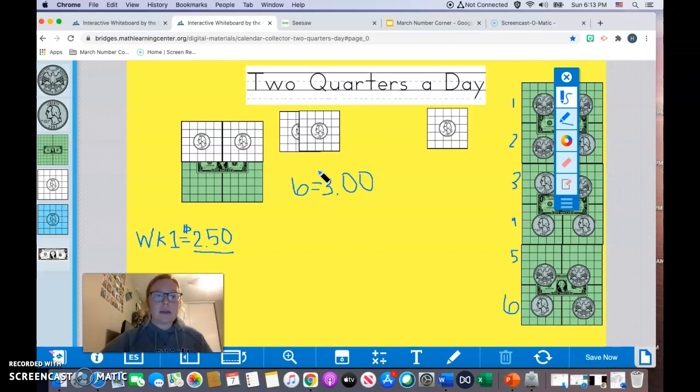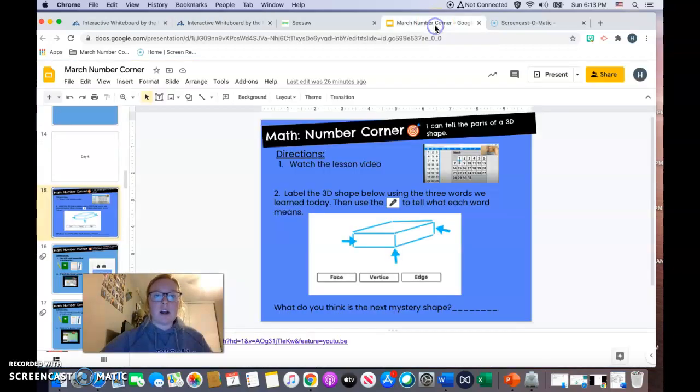Now, boys and girls, to end your activities for today, you will see on your Seesaw that there's going to be this page. You have watched already the video, so what you're going to do is take these words, face, vertice, and edge, and place them on the 3D shape where you think they go. Then you are going to use the microphone and tell me what the definition of each word is. Face, remember, what is the face of our 3D shape? What are the edges of our 3D shape? And what are the vertices of our 3D shape?